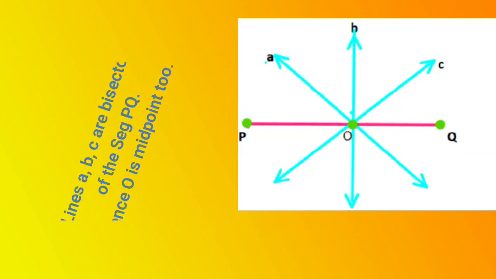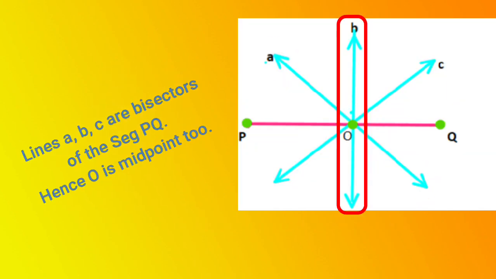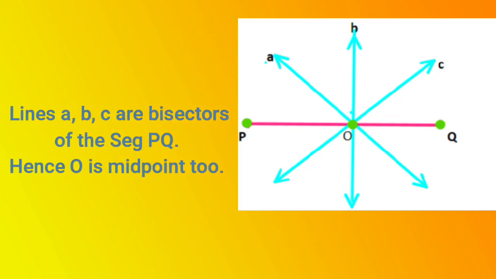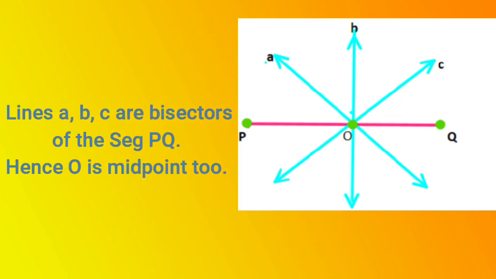Look at this figure. Lines A, B, C are bisectors of the segment PQ. As they bisect segment PQ at point O, hence O is the midpoint too.